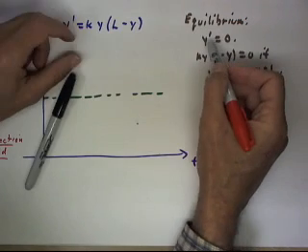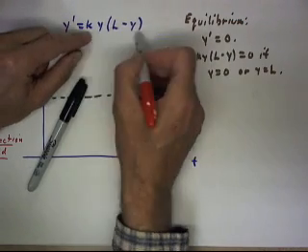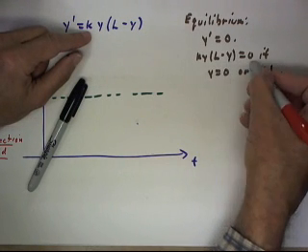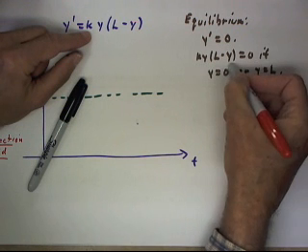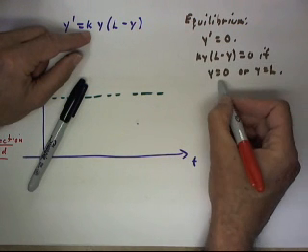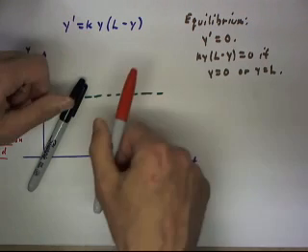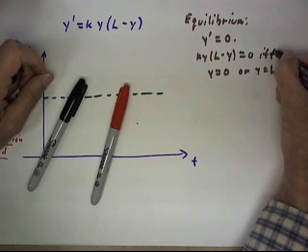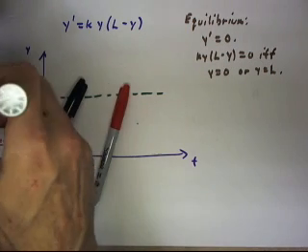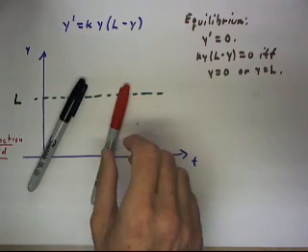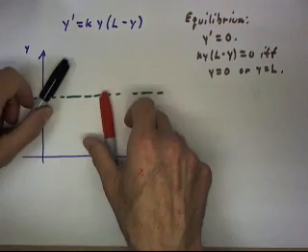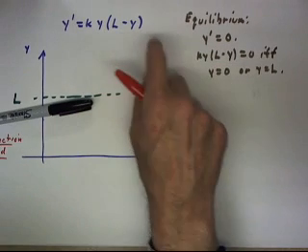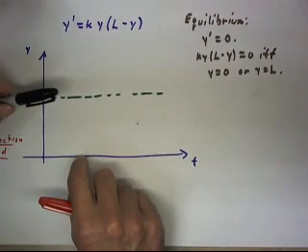Now, if y prime equals 0, since y prime equals ky times L minus y, it follows that ky times L minus y is 0. And this occurs if y equals 0 or y equals L. And actually that's an if and only if. The only places this function is 0 are when y equals 0 and y equals L. Now, this function, ky times L minus y, is therefore equal to 0 at y equals 0 and y equals L.